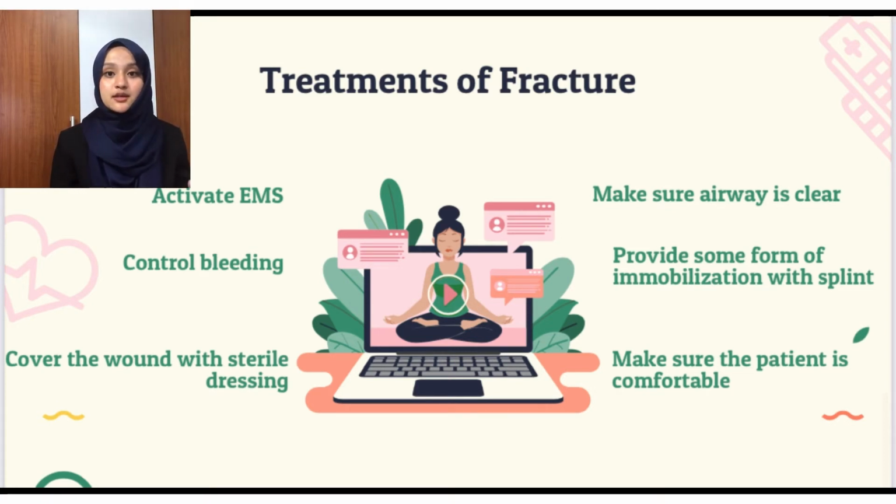Splints, casts, and braces support broken bones or dislocated joints and injured soft tissues, ligaments, or tendons. Immobilization restricts motion to allow the area of injury to heal. It can help to reduce the pain, swelling, and muscle spasms. Okay, the last one, make sure the patient is comfortable. That's the important thing if we treat people.